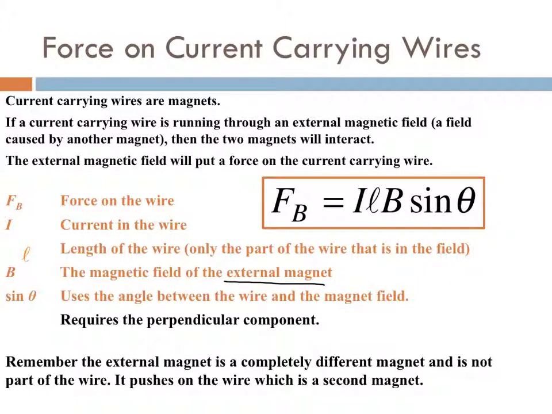Again, remember the external magnet is a completely different magnet. That's where the magnetic field is coming from, and is not part of the wire. It actually pushes on the wire, which is a second magnet.